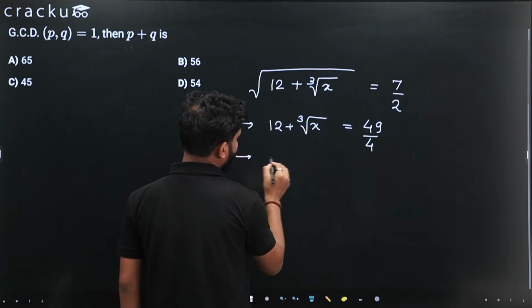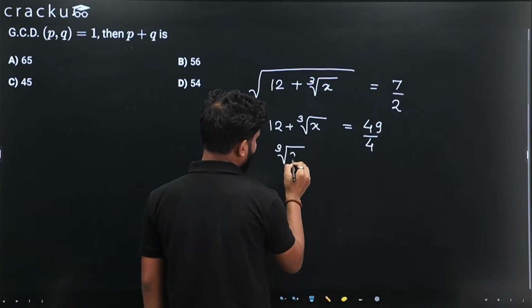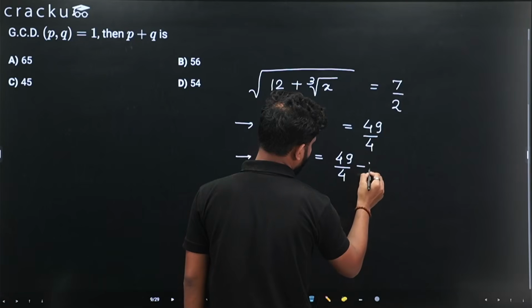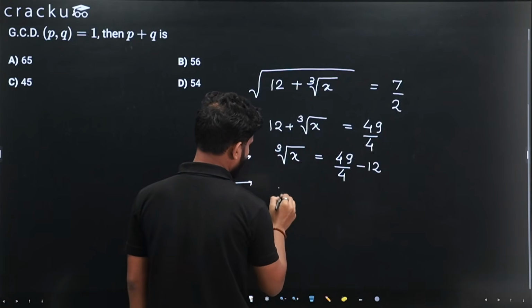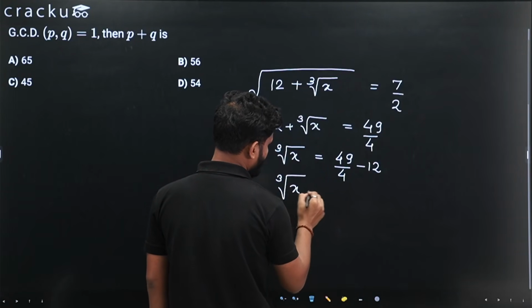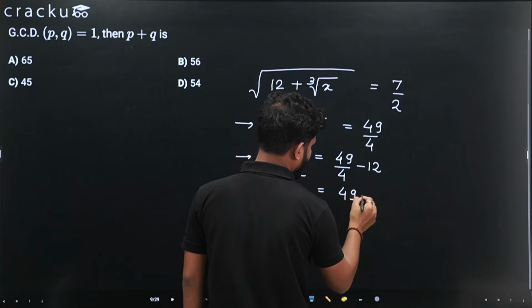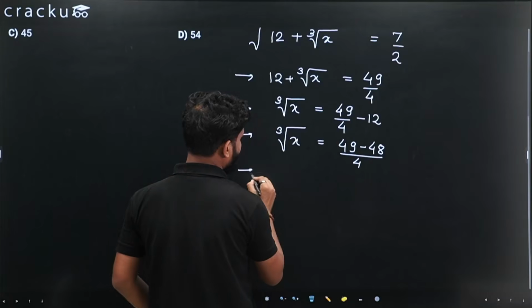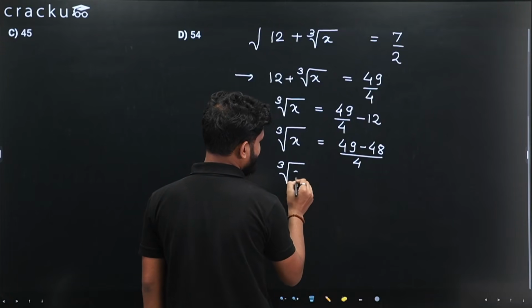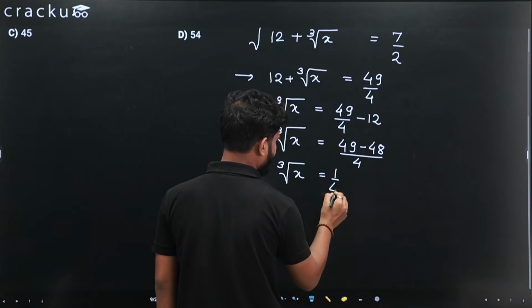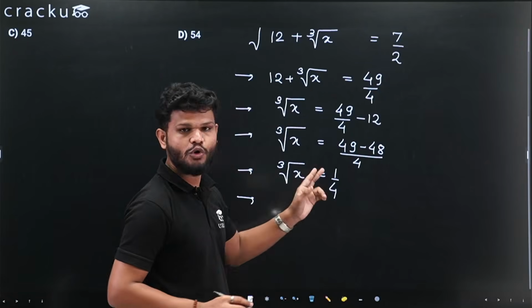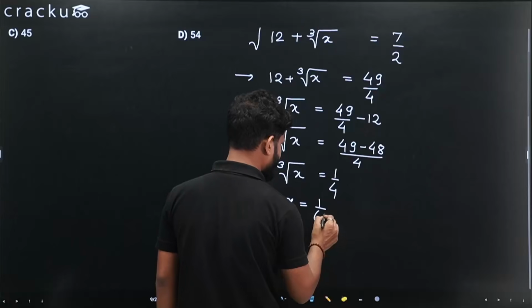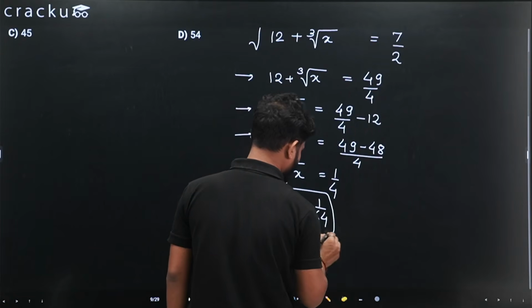Correct? From here I can write cube root of x is equal to 49 by 4 minus 12. From here I can write cube root of x is 49 minus 12 into 4, which is 48, divided by 4. Or from here I can write cube root of x is 1 upon 4. If you cube both the sides, you will get x is equal to 1 by 4 cube, which is 1 upon 64. So this is 1 upon 64.